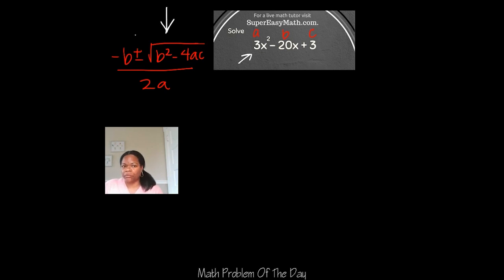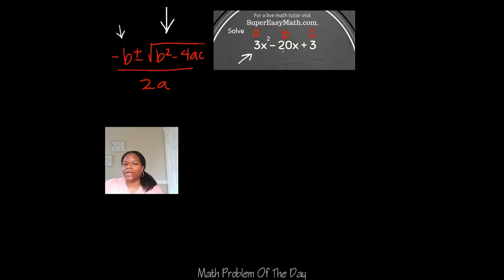And when using the quadratic formula, I want to realize that the coefficient of my x squared value is a. The coefficient of my regular x that has no exponent is b, and the constant is c. So the quadratic formula is negative b plus or minus the square root of b squared minus 4ac all over 2a. And I'm going to consider the a, b, and c values that I just clarified up here to plug into the formula.